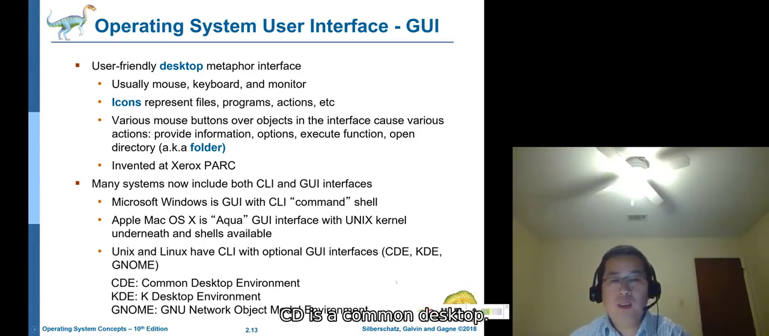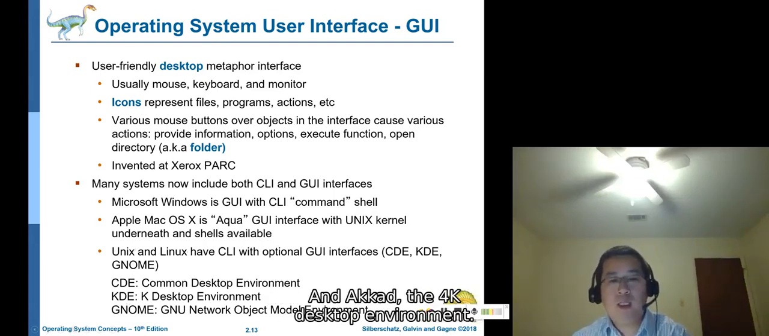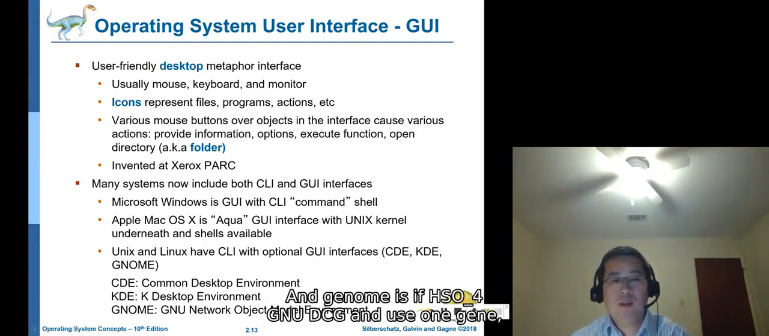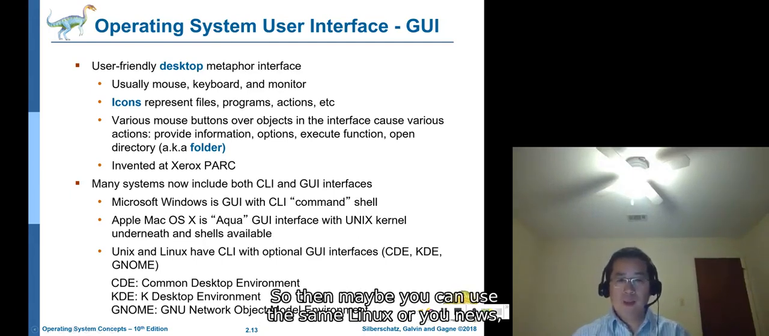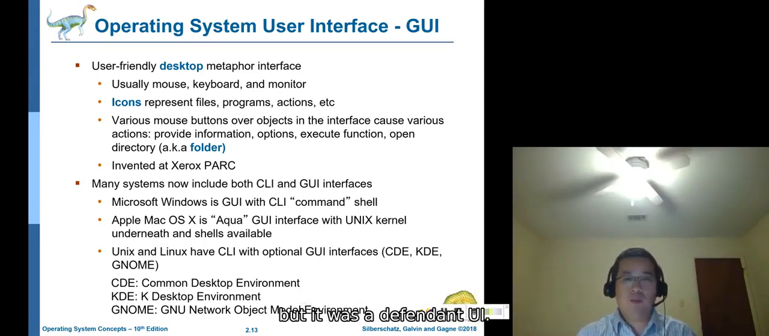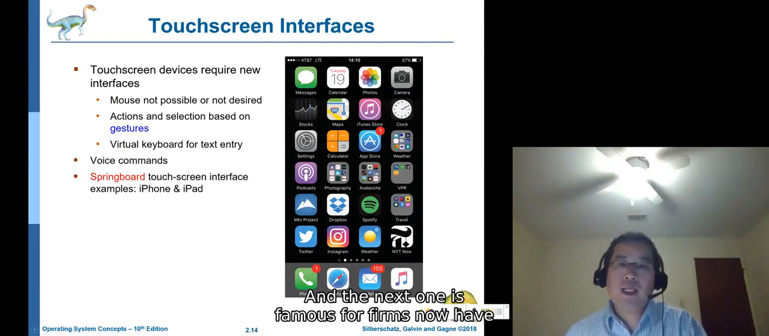So CDE is the Common Desktop Environment, a type of GUI for Unix or Linux. And KDE is the K Desktop Environment, and GNOME is GNU's one, the GNU Network Object Model Environment. So that means you can use the same Linux or Unix, but with different GUIs. Okay, you have more choices.